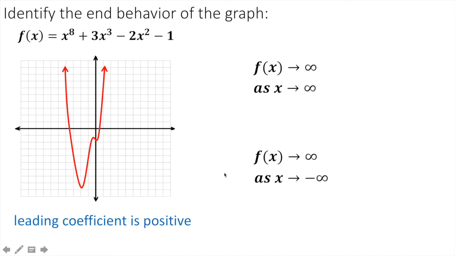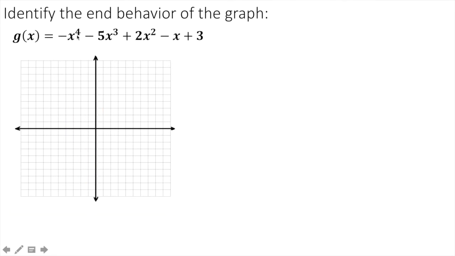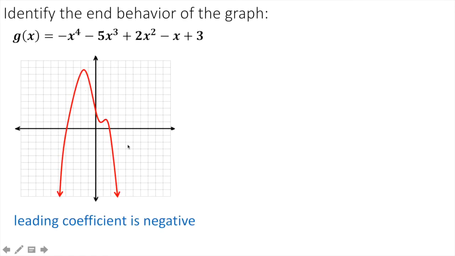All right, let's look at a little bit different one on this one. This one is also an even numbered degree, but this one has a negative leading coefficient. So, if we were to graph this one, it kind of looks similar to the other one, only it's kind of flipped upside down. If you want to think of it that way, it's fine.